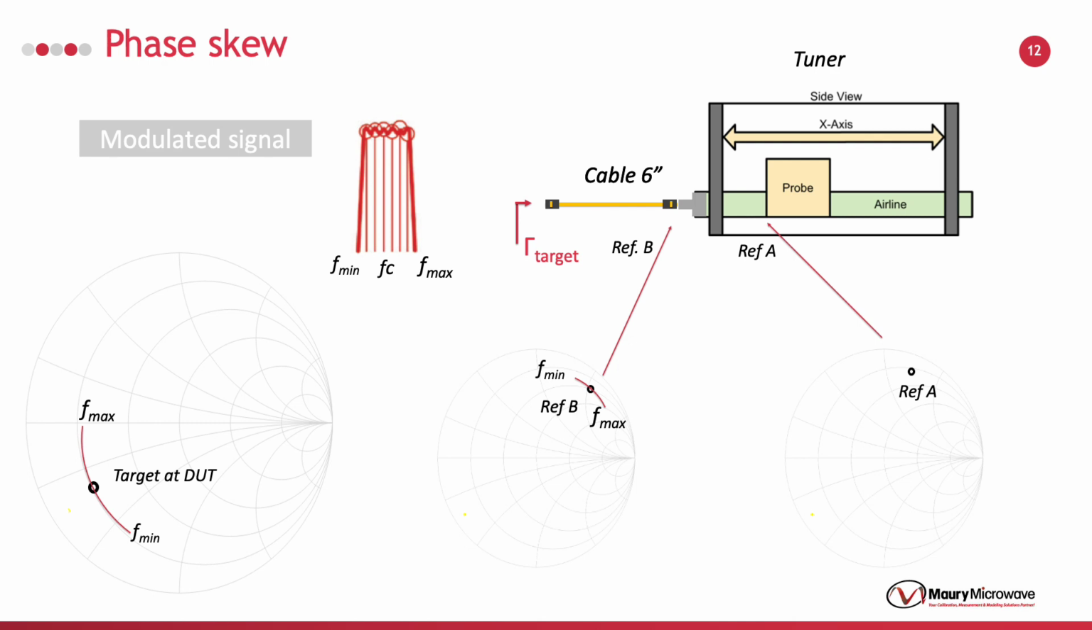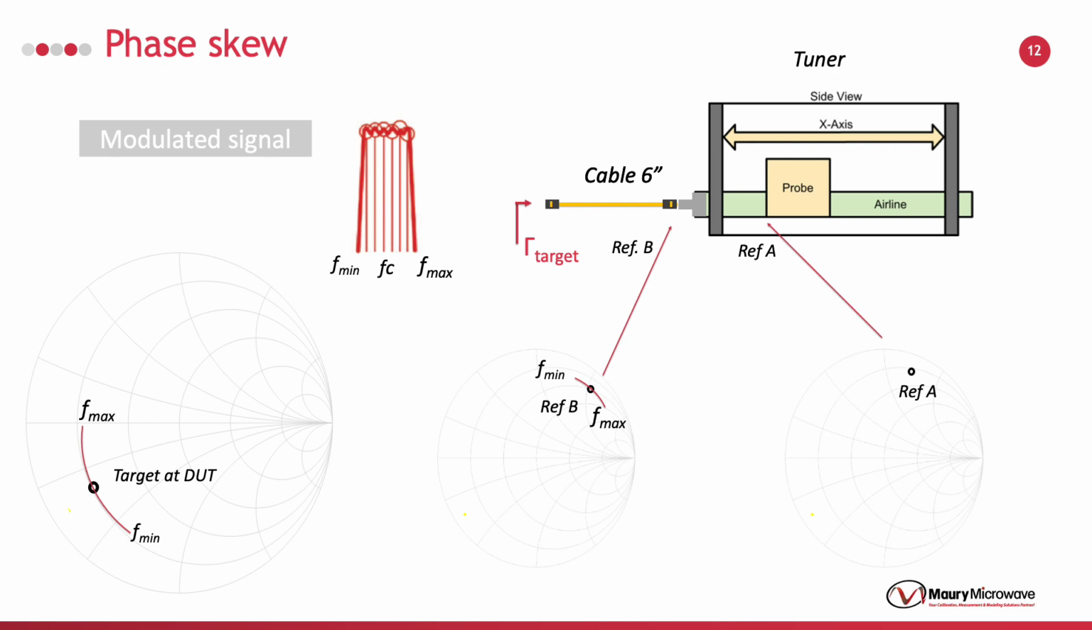The target gamma at the DUT is the same as in the CW example. Therefore, the tuner will still set the same reference A impedance at the tuner element. We can assume for simplicity that at the probe element, the reference A gamma is the same for Fmin, Fc, and Fmax. At reference B, the tuner connector, we will now have a phase variation of the gamma due to the distance between the probe element and connector.